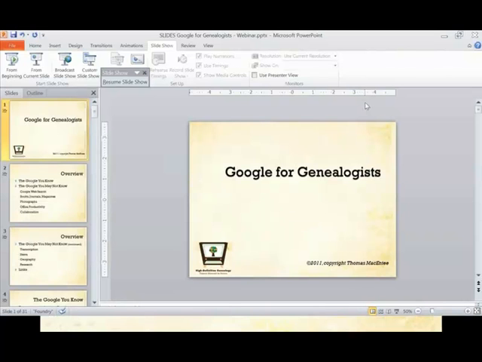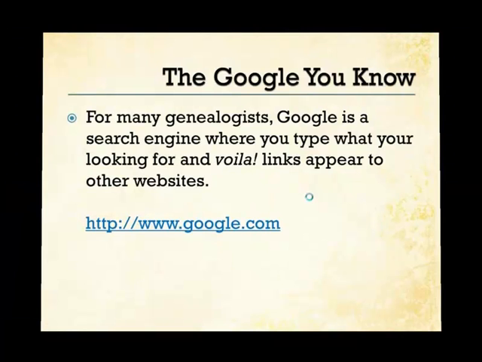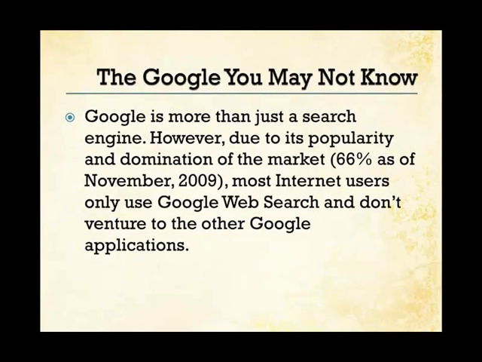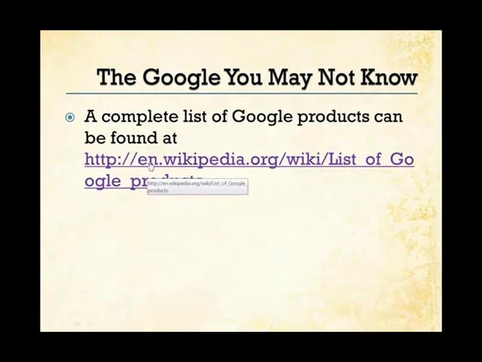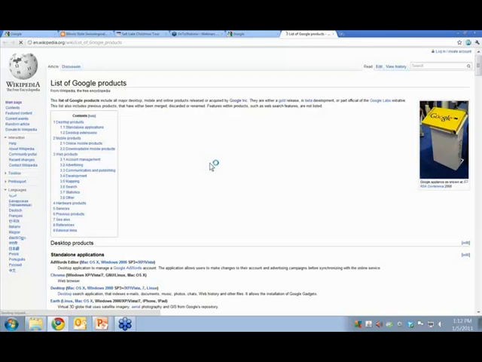The Google you may not know, this is what we're going to get into. Google is much more than a search engine. Do you realize that 66% of the search engine market is dominated by Google, but there are a lot of other applications that people don't understand or use. Wikipedia has a very good link to a complete list of Google products. In one of our first survey questions, we asked how many products there are. There actually are 155 Google products.